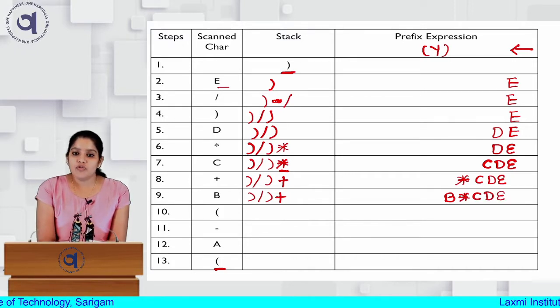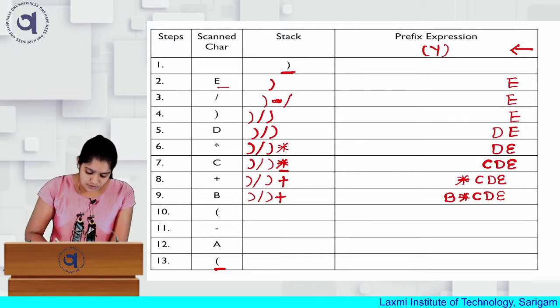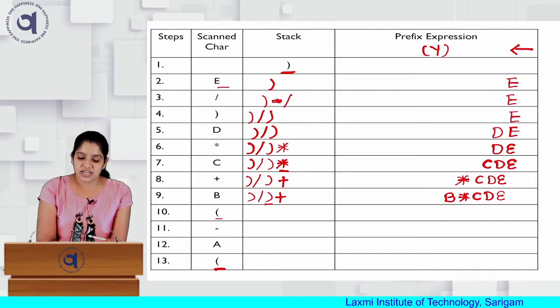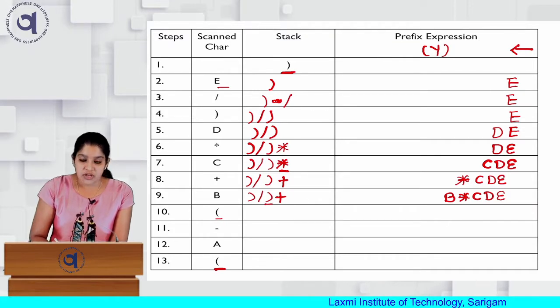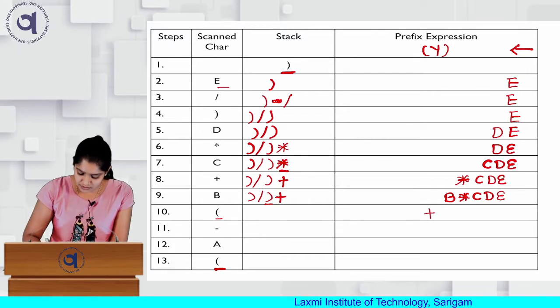Then you have the opening bracket, right. So, if an opening bracket is encountered at that time, whatever is in between that opening and closing bracket, you need to pop it repeatedly, and one by one push it to the prefix expression y, right. Here, as you can see, in between this opening and closing bracket I have only one operator. So, I need to pop it and push it to the prefix expression. It will look something like this.